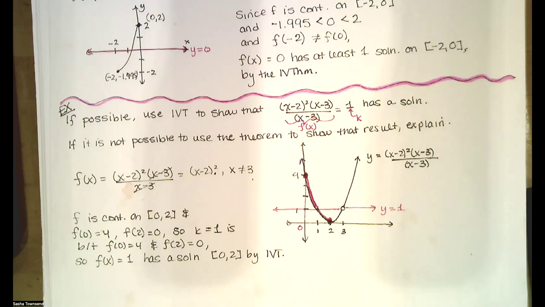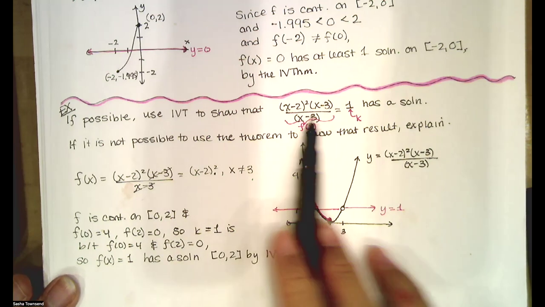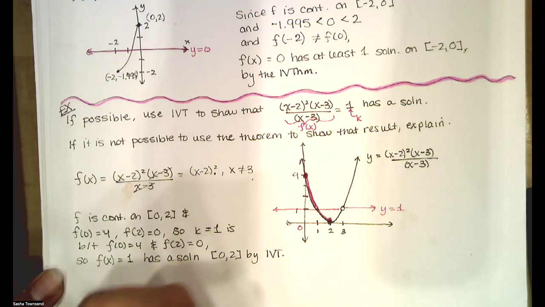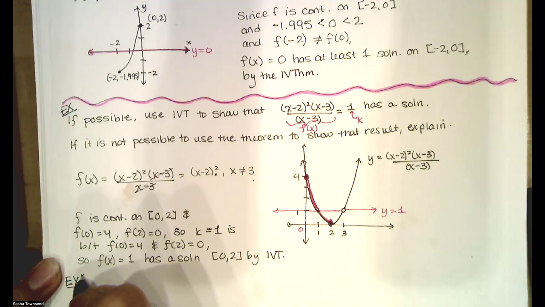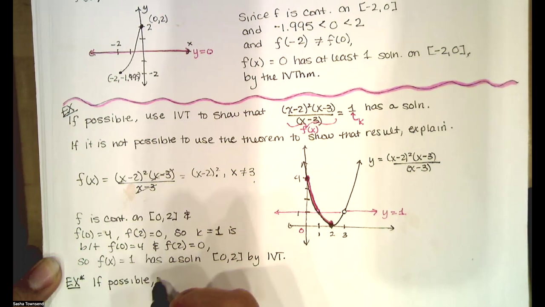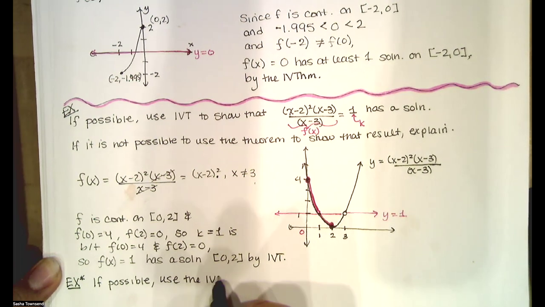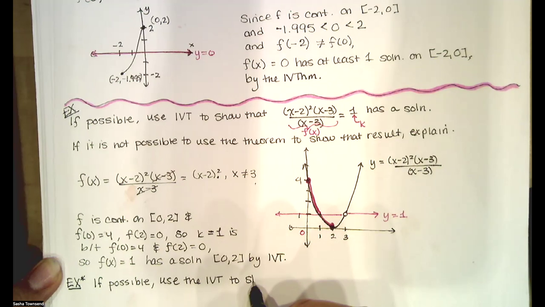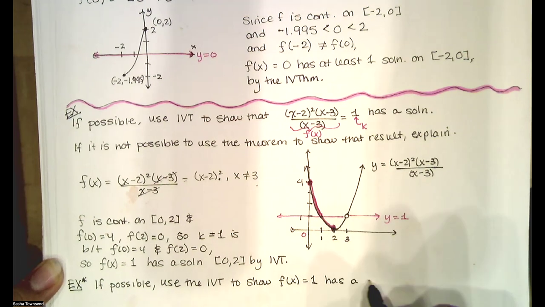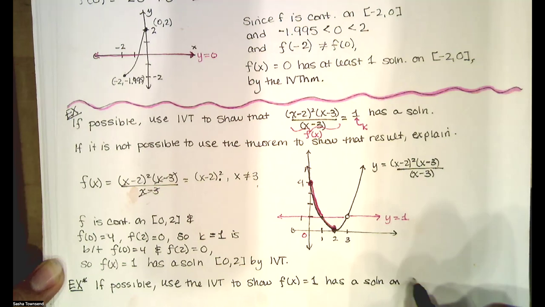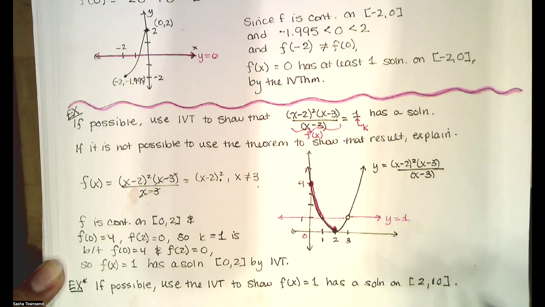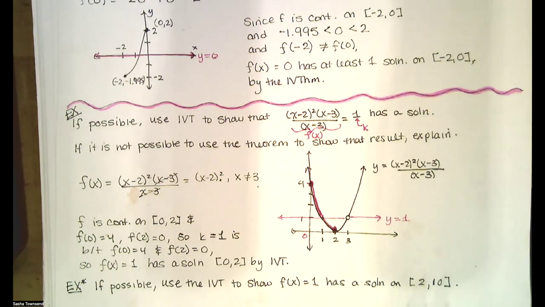And that's it. So we are able to use the theorem to show that the equation has a solution, but we had to choose an interval that includes x equals 1. Now, if the problem statement was just a little bit different, let's say that if possible, use the intermediate value theorem to show that f of x equals 1 has a solution on, let's say, 2 to infinity, or let's say 2 to 10, to give us a finite number. A is 2 and b is 10.